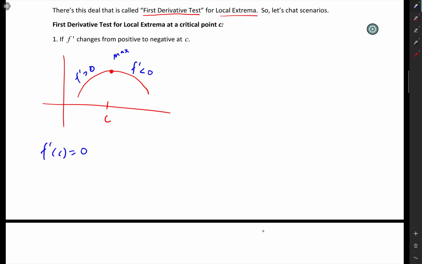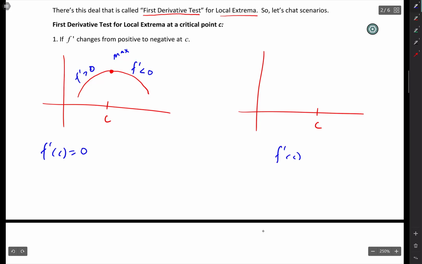If you want to call those endpoints, then you can say absolute max, but I'm just stating that it's a max. Let me do another graph, and this time I'm going to make f prime of C undefined, or does not exist. So here we go.